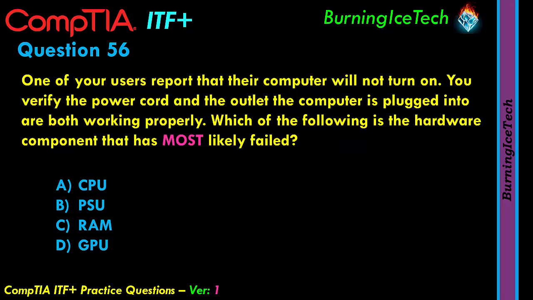D, graphics processing unit. That would be your graphics card. We just call that a GPU for short. If that has failed, guys, you just won't see anything. The machine would still start. You're more than likely still going to get some sort of BIOS code, and you're just going to see a black screen, but the machine will in fact still start. So the only hardware component that they've listed here that can prevent your PC from starting is the PSU. So that's our answer, folks.